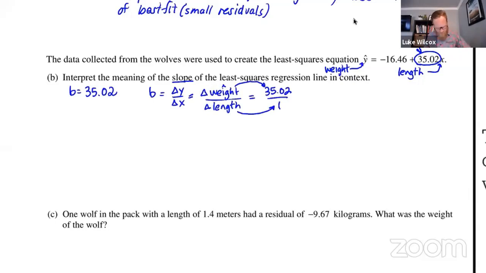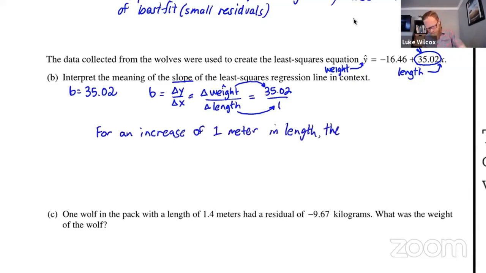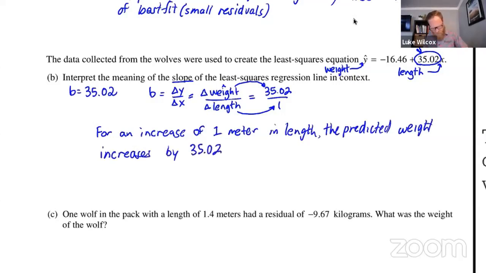So here we go. For an increase of 1 meter in length, the predicted weight increases by 35.02, and our units for weight is in kilograms.